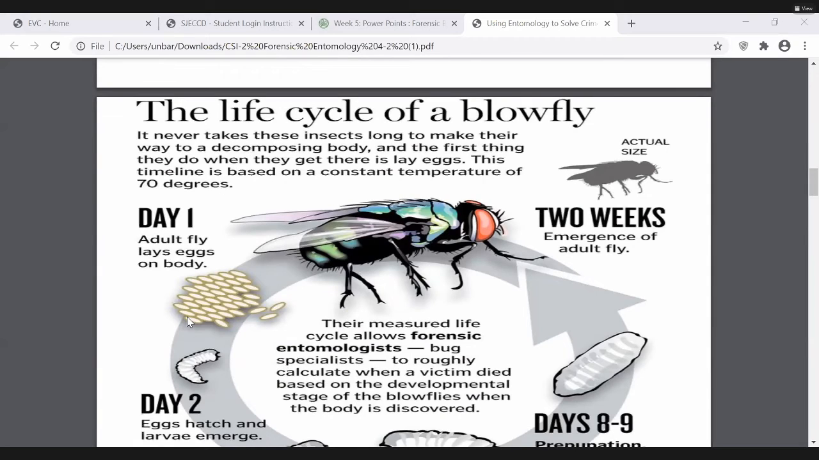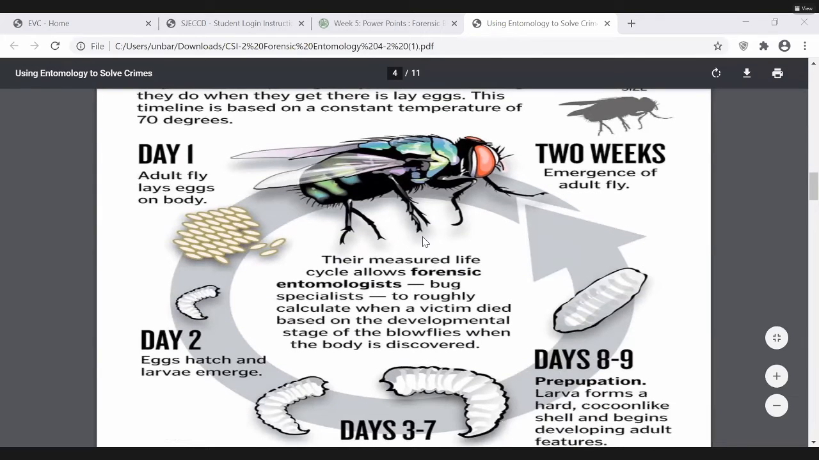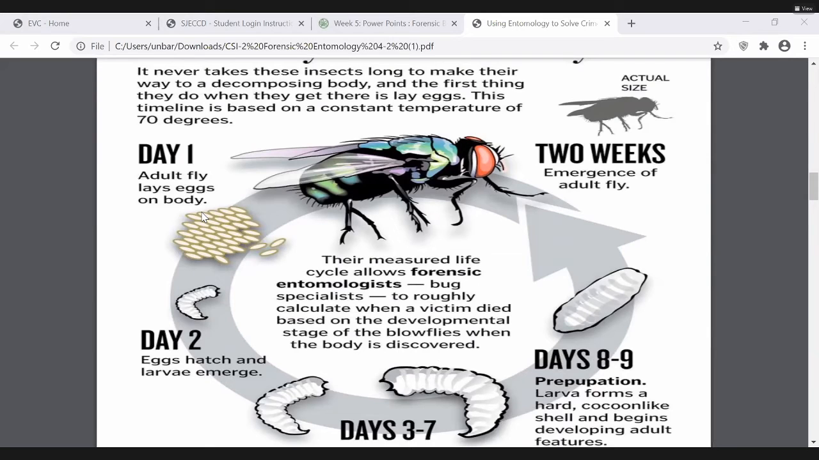So the life cycle of a blowfly, so this is a blowfly, by the way, the actual size of the blowfly is this, okay? So the first thing, they can actually smell dead tissue, okay? And they come very quickly to where the dead person is. And the first thing they do as soon as they see a dead body is they come and they start laying eggs, okay? The eggs are usually laid in all the orifices. Orifices are the openings of the body. So the eye sockets, the nostrils, the mouth, these are all the open areas in the body. So they will lay eggs in all the orifices, and they also lay eggs in all the wounds, okay?